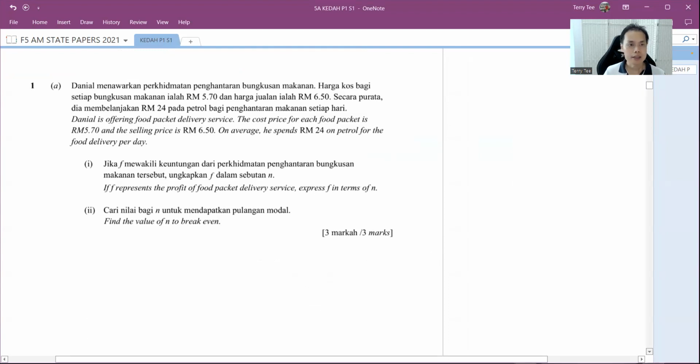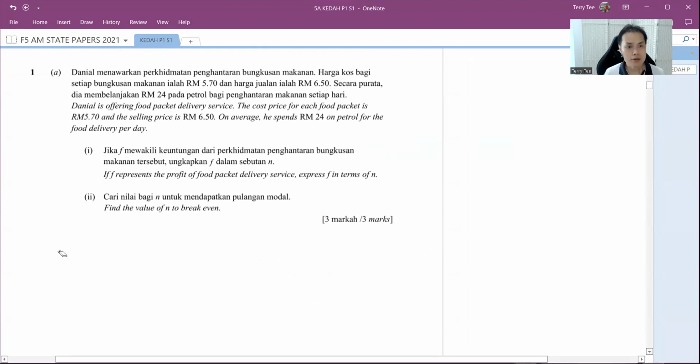For the first part, Daniel is offering food packet delivery service. The cost price for each food packet is 570. The selling price is 650. On average, he spent 24 ringgit on petrol for food delivery per day. So the thing you have to take note of is, what is your profit for each packet? Now, if you sell at 650, you bought at 570. So that means you make a profit of 80 cents.